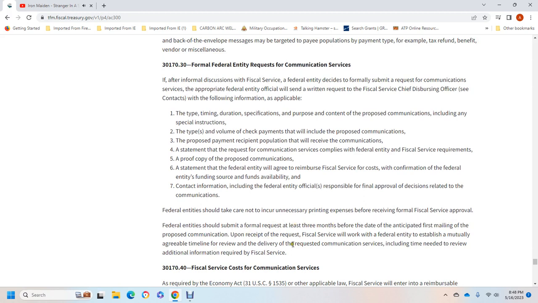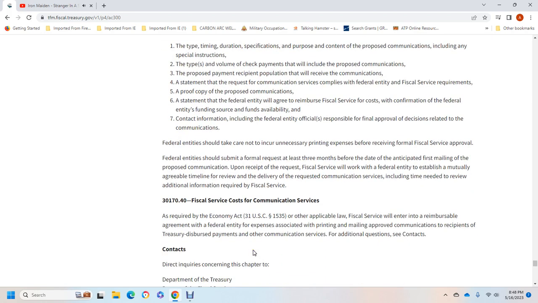Upon receipt of the request, official service will work with the federal entity to establish a mutually agreeable review timeline. Delivery of the request for the communications will include the time needed to review additional information required by official services. 3.17.040 Official service serves the call for the communications required for the Economy Act and other applicable law. Officials will enter the reimbursement agreement. The federal entity bears the expense associated with printing, mailing, and approving the communication to the recipients of Treasury disbursement payments and other communication services.